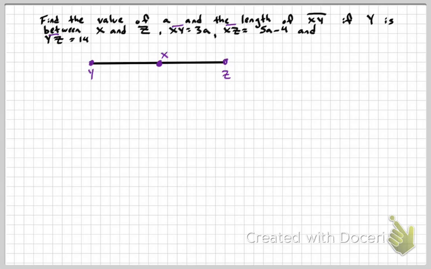Now they then tell us that XY's length is 3A. So I'm going to draw in 3A. That's representing the length of XY. They tell us that XZ is 5A minus 4.